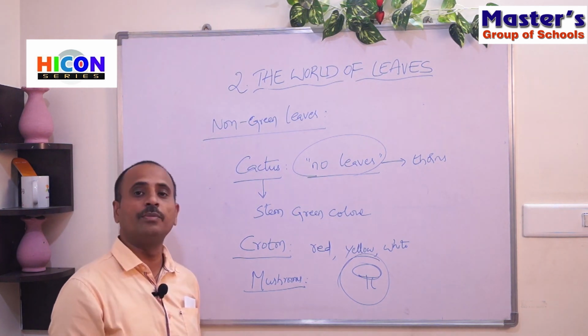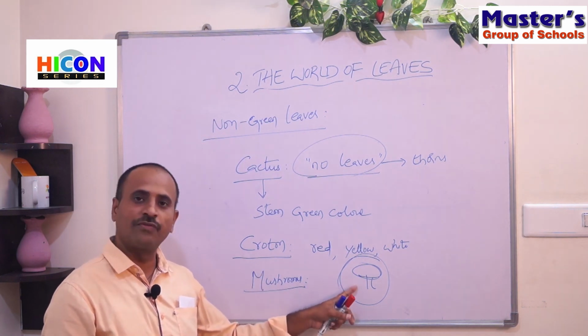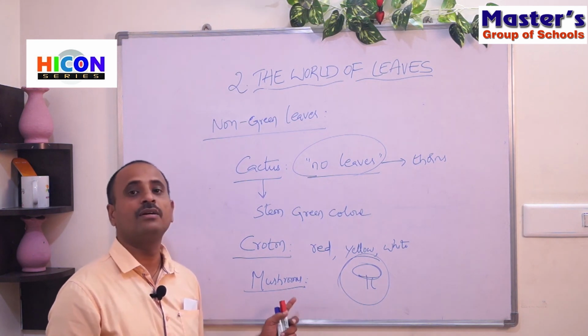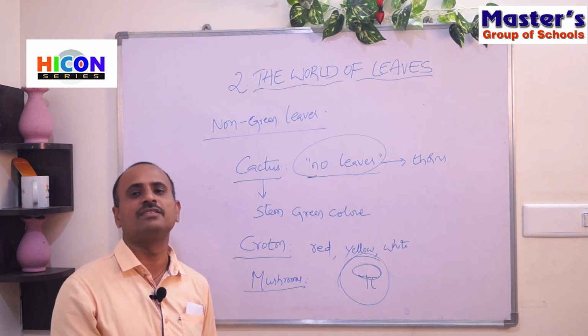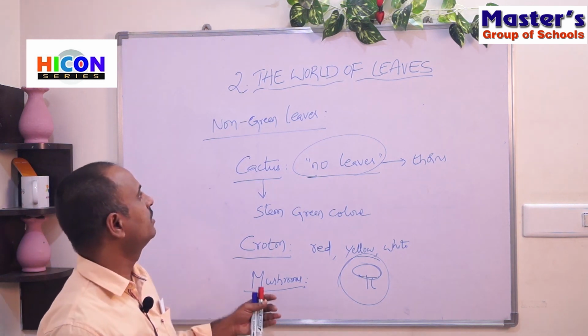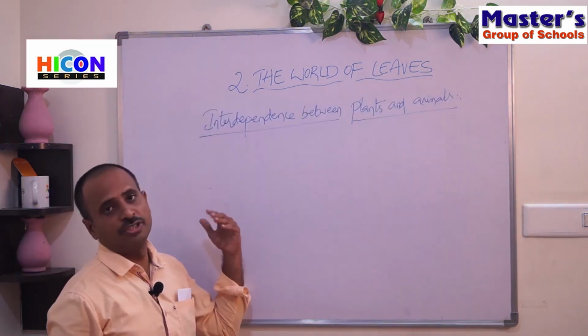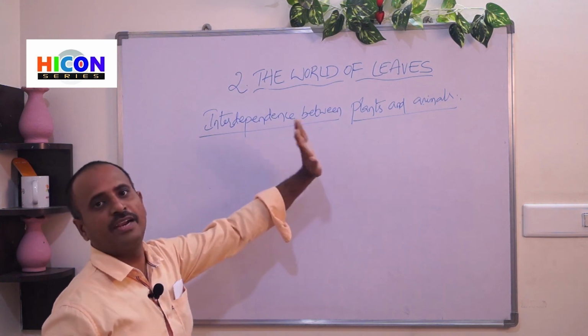Because there is no chlorophyll, they do not prepare food by themselves, because they are not green in color. That's why they depend upon other trees, other plants, other insects. So this is about the process in non-green leaves. The next topic in this chapter is interdependence between plants and animals.